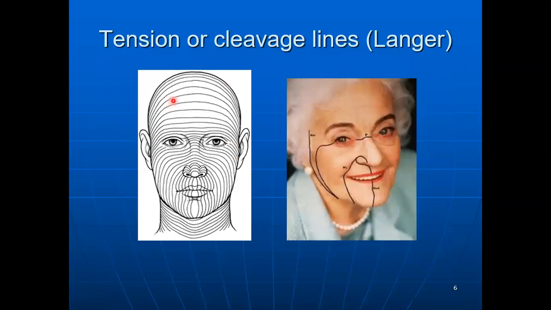Your lines of Langer, or your tension or cleavage lines, are how the tension is running across your skin. These are the lines that we use when we're making incisions, so that when we go to close our incisions, the tension is parallel to our incision line, so that those incisions are less likely to come apart, as opposed to perpendicular. If you made an incision perpendicular to the lines of Langer, that means you're going to put the most possible tension on that incision, and it is way more likely to open up, like cause a hernia, especially in the abdominal area. So we don't do that. We go along the tension lines.